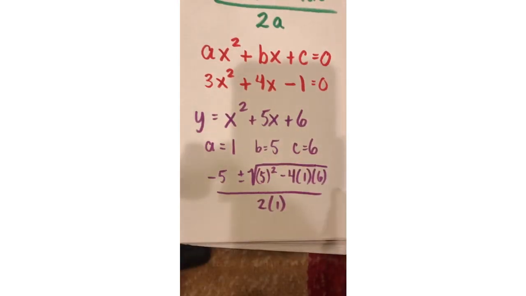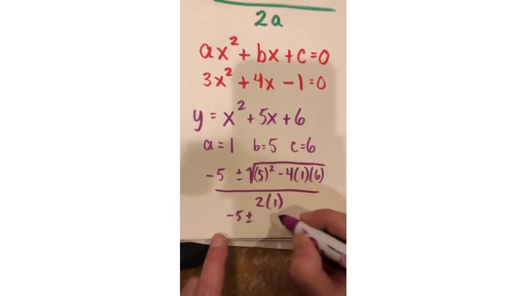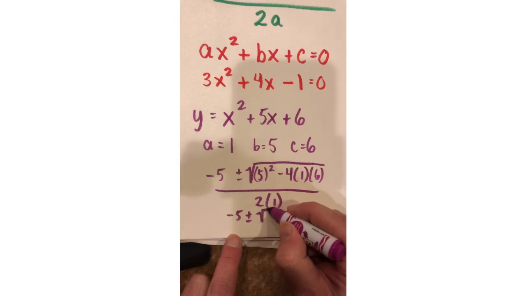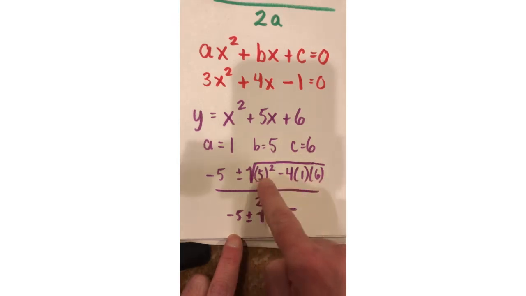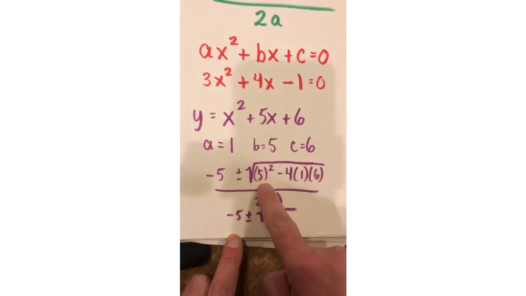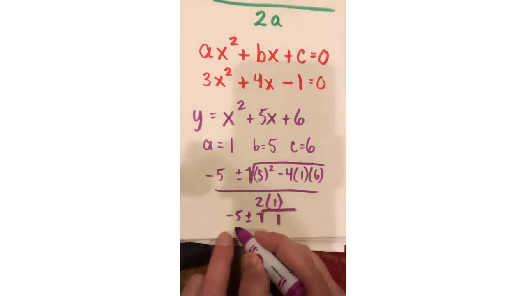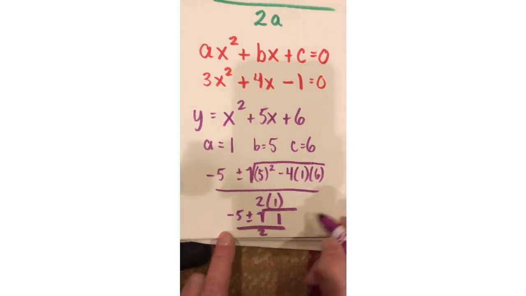Then from there I can start simplifying. I don't have much paper left. I'm going to have to write on the carpet. So I've got negative 5 plus or minus. Inside of here, I've got a 25 minus a 4 times 1 times 6. So 25 minus 24, which is just 1. And then it's all over 2 times 1, which is just 2.